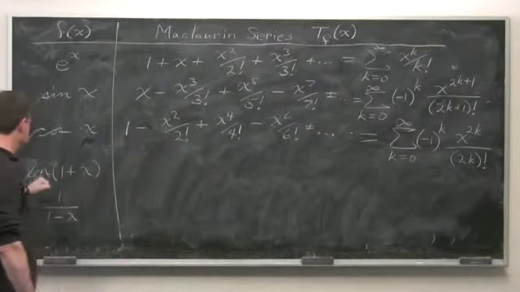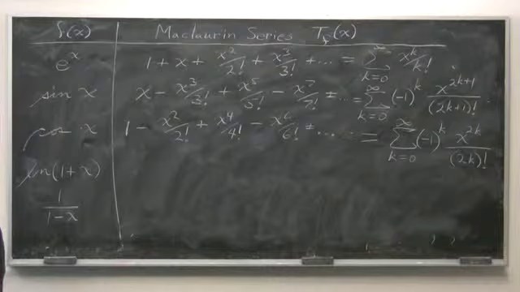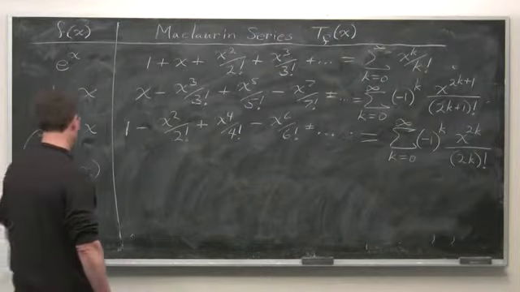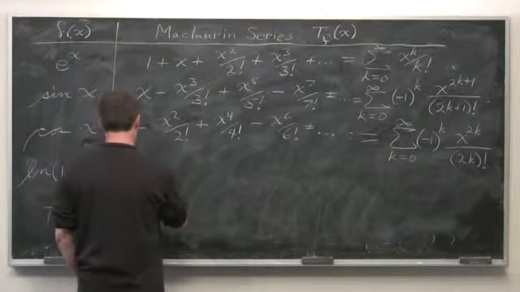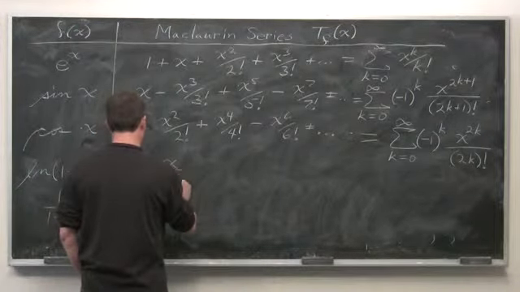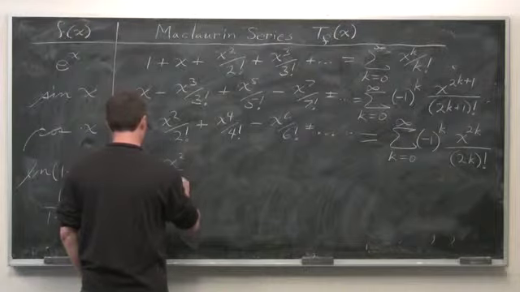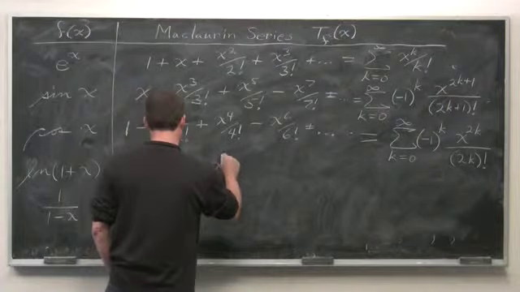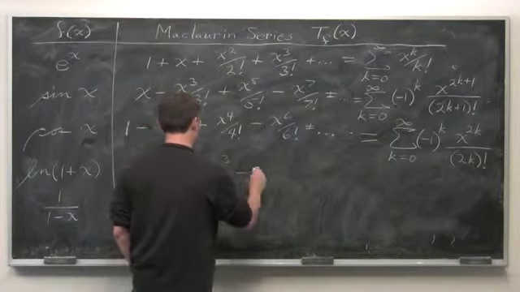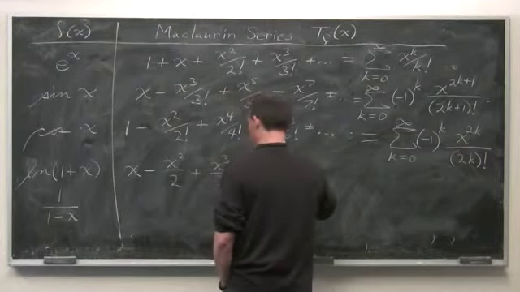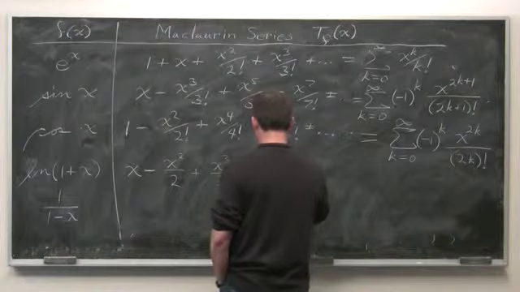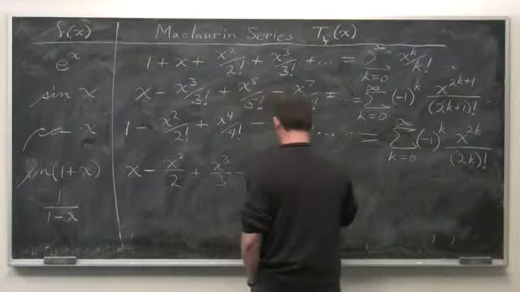This one is, I don't know, it's just something to memorize. It's x minus x squared over 2, plus x cubed over 3, minus x to the 4th over 4, plus x to the 5th over 5. What happened to 4? Sorry, there is a 4 here. You don't start skipping them.